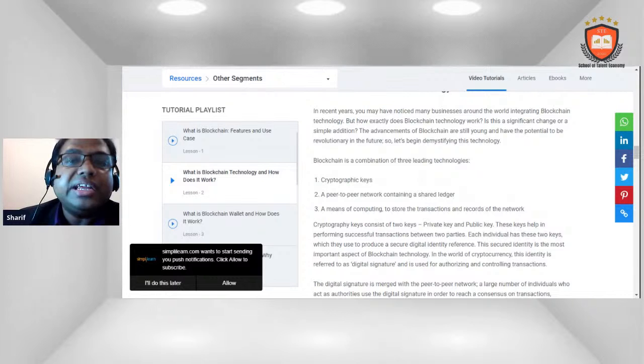Blockchain is a combination of three leading technologies: cryptographic keys, a peer-to-peer network containing a shared ledger, and a means of computing to store the transactions and records of the network. In recent years, you may have noticed many businesses around the world integrating blockchain technology. But how exactly does blockchain technology work? Blockchain advances are still young and have the potential to be revolutionary in the future. So let's begin.